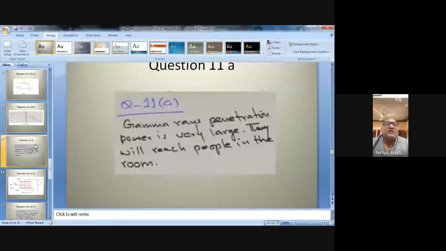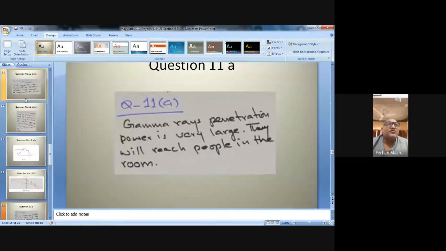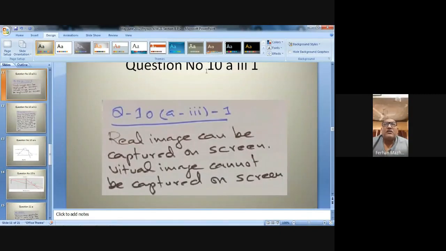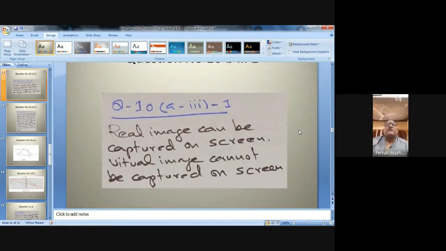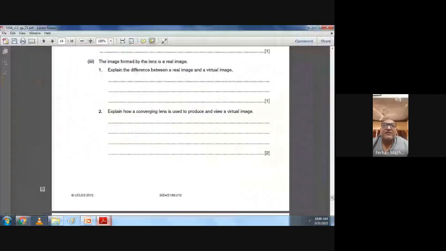Okay. So let me show you my work. Here I have to write B. Now this is the question which they are asking you. Real image can be captured on screen. Virtual image cannot be captured on the screen. He says, what is the difference between the real image and the virtual image? The real image can be captured on the screen. Virtual image cannot be captured on the screen. It's a 1 mark question. Let me check the marks. Yeah, 1 mark.